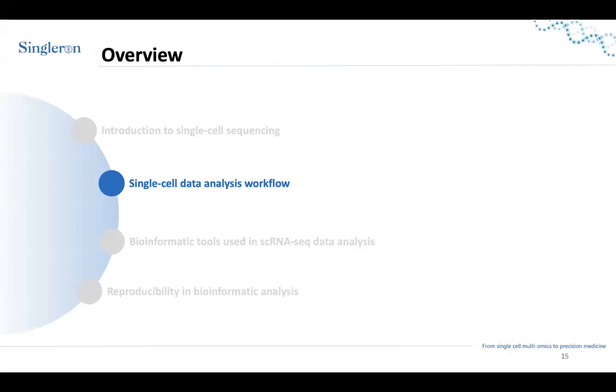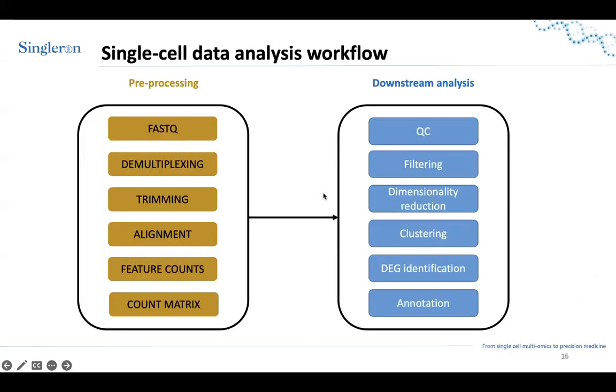So the next topic of this presentation is to talk about the single-cell data analysis workflows. The bioinformatic workflows can be divided into two main categories. The first one is the pre-processing, and the second one is the downstream analysis. The pre-processing starts with the sequencing data, which is the fastq file that I mentioned. Then it goes through several steps that I will not detail today. It is a topic of the next webinar. So it goes through a series of pre-processing steps, and at the end, we get a count matrix.